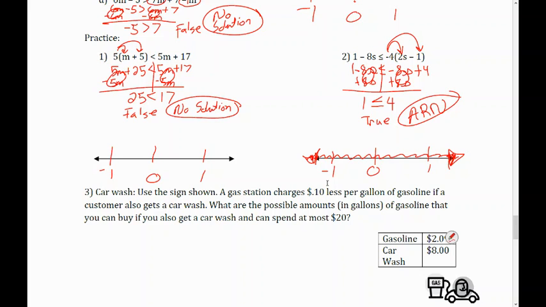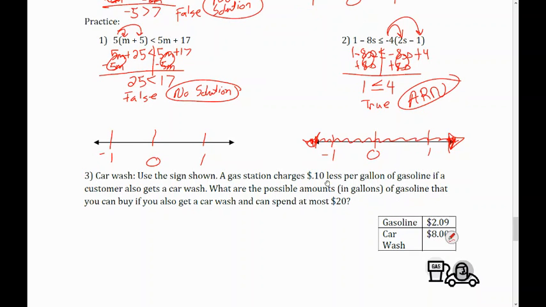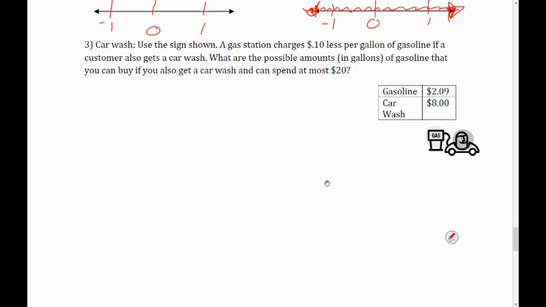All right. Number 3 is the car wash, okay? This is kind of common when you go to a Shell station. I know Quincy Shell station has that, all right? So it says use the sign show, and it says a gas station charges 10 cents less per gallon of gasoline if the customer also gets a car wash, okay? What are the possible amounts of gallons of gasoline that you can buy if you also get a car wash and can spend at most $20, okay?